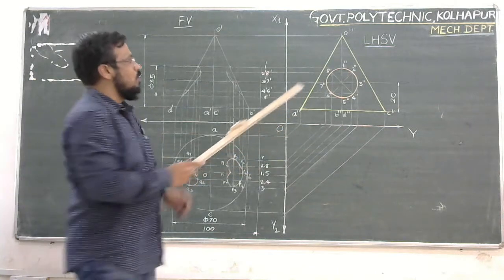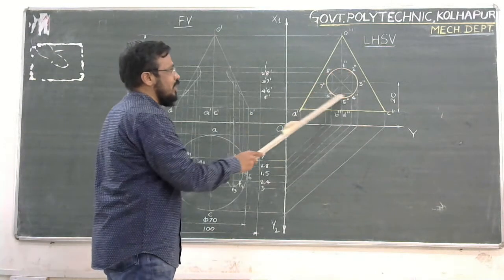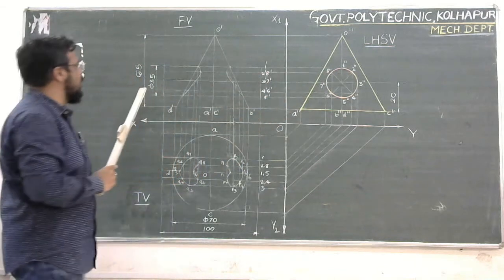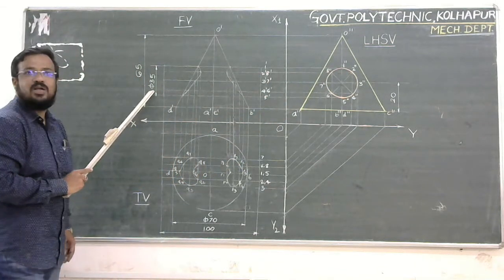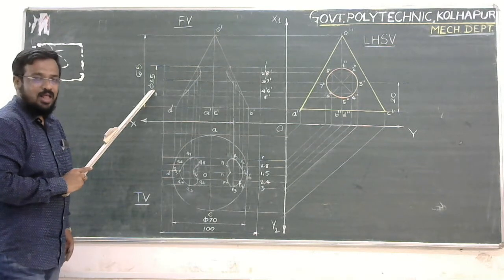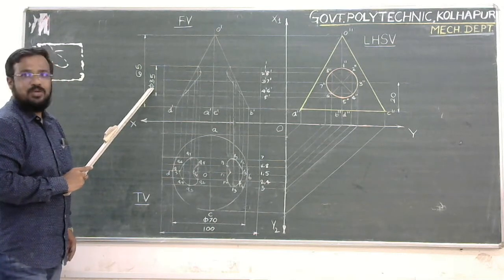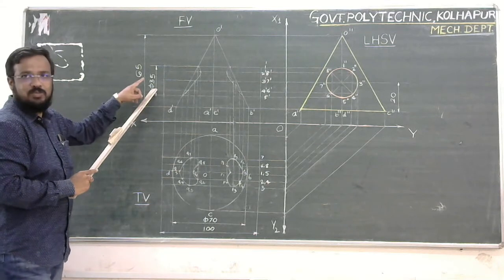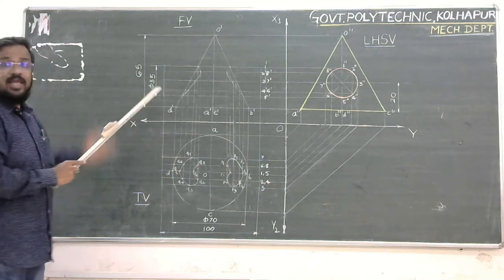Now, what is the dimension of this cylinder? This cylinder has a diameter equal to 35 millimeter. This is the dimension of the cylinder having diameter equal to 35. You will get its diameter in the side view. It has been mentioned here. And what is the length of that cylinder?